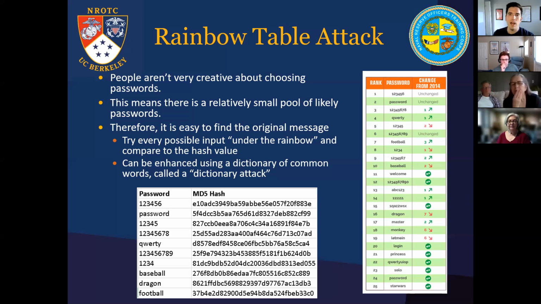This means in reality, there really aren't that many passwords out there. We only have so much variability between each person. So a lot of things are going to overlap, especially since we're not all super creative and can't just think of all these crazy passwords and remember them. So therefore it's easy to find the original message if we just start trying random passwords at whatever server we're trying to get into. And they call it a rainbow attack because you just enter every possible input under the rainbow.